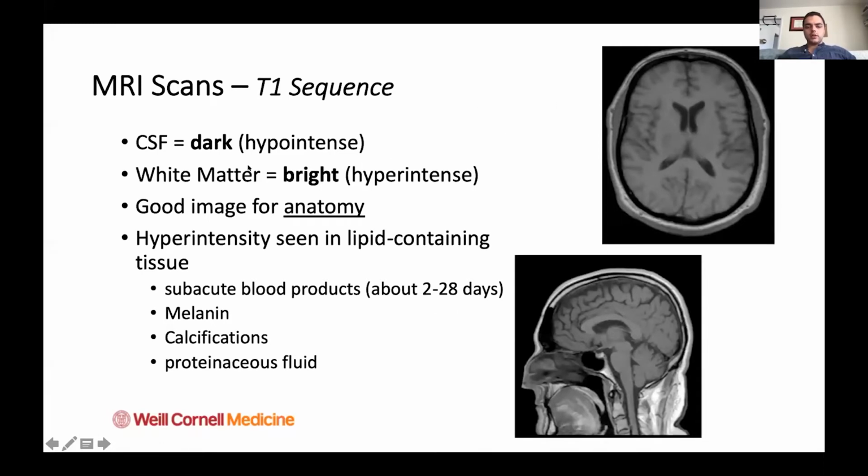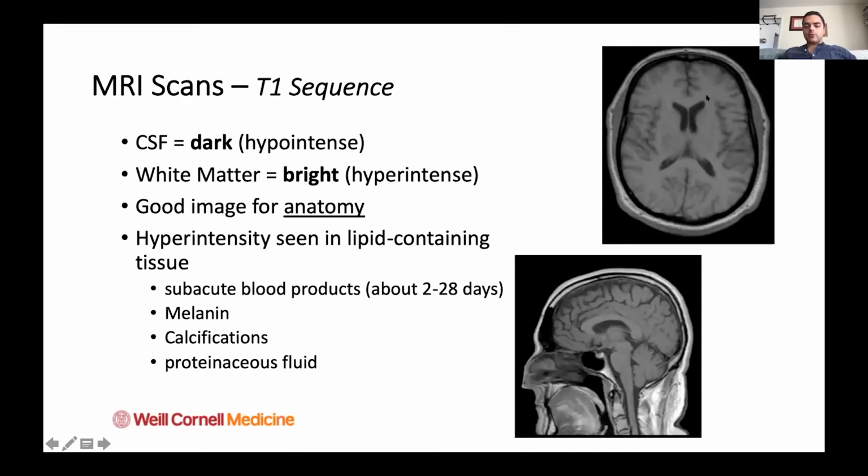On T1, and we're not going to get into the physics of all the different sequence types, but basically they're just different ways of altering the water molecules and the radio waves to get different types of images. So T1 is great to look at just normal anatomy. CSF is dark, the white matter is white, and the gray matter or the cortical areas is darker, it's grayer.